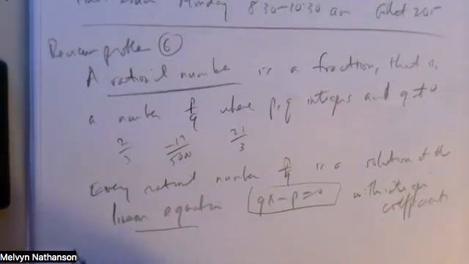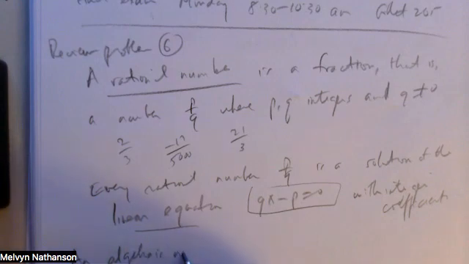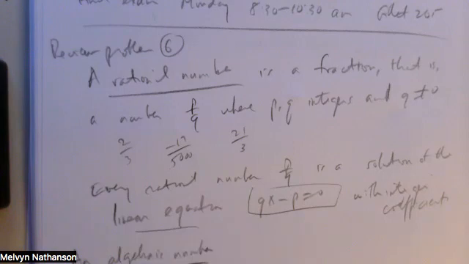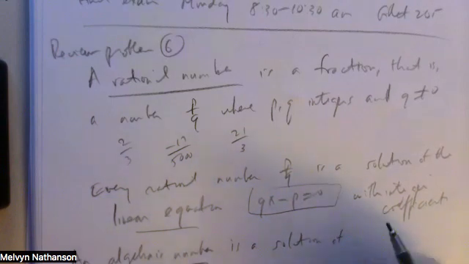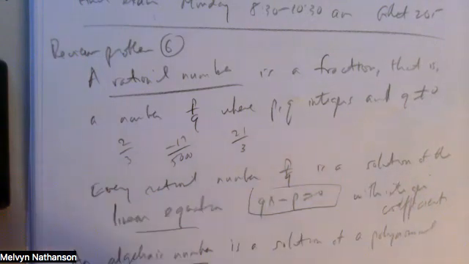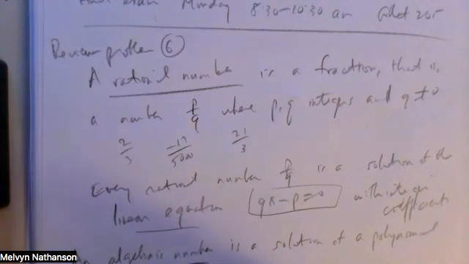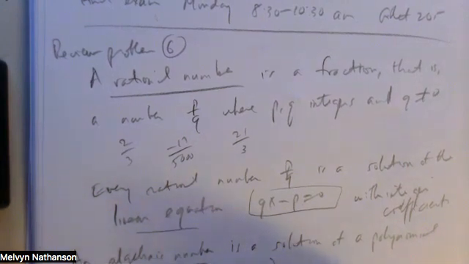And an algebraic number is any number that is a solution of a polynomial equation of any degree with integer coefficients.